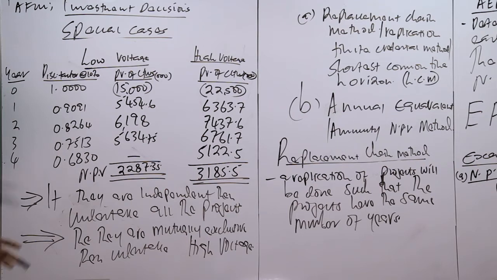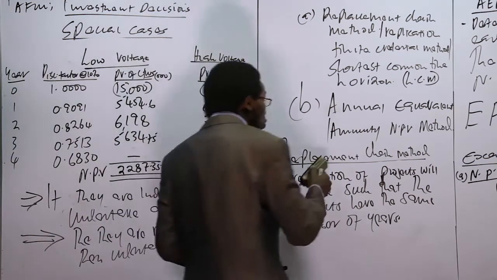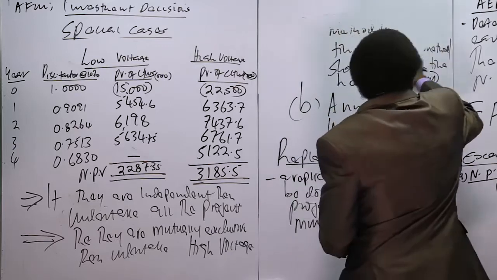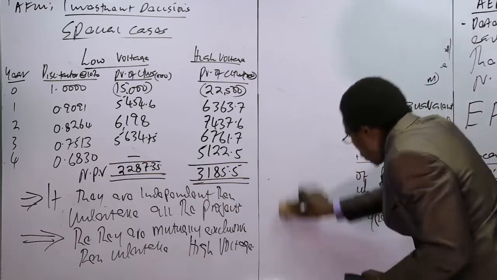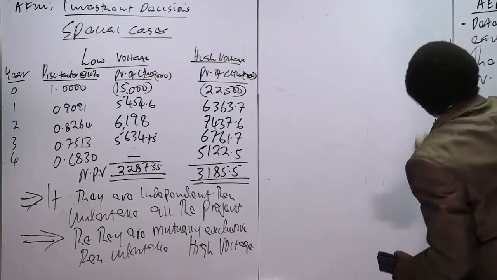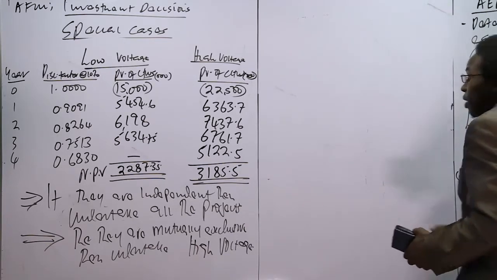That's important. Now after we have done that, we now evaluate the project using the shortest common time horizon, which is the replacement chain method. We want to use the replacement chain method.